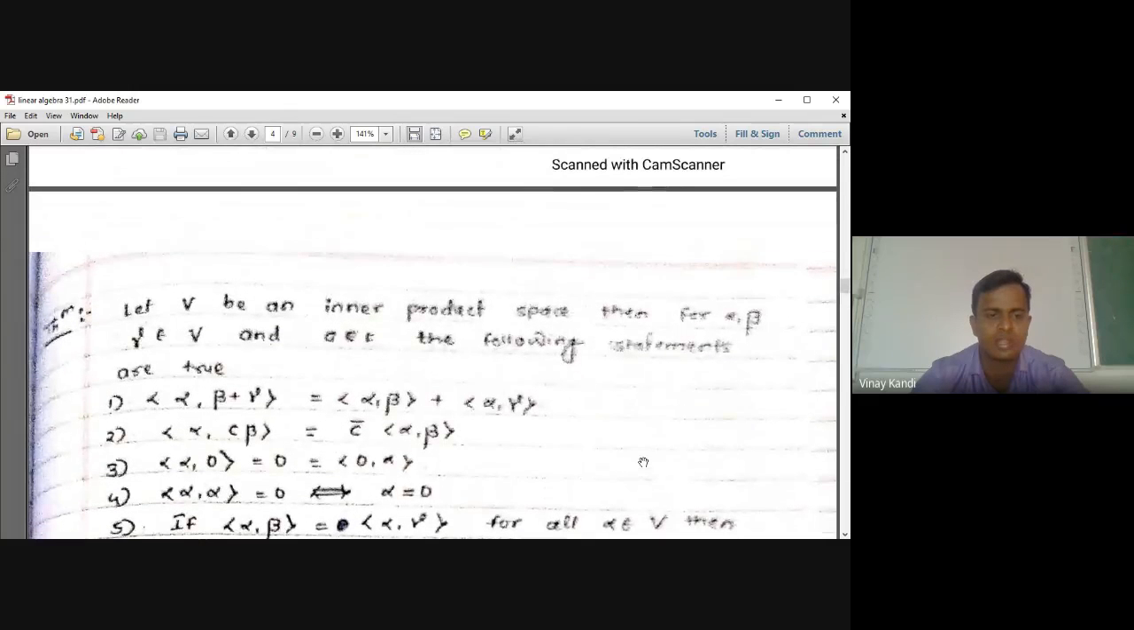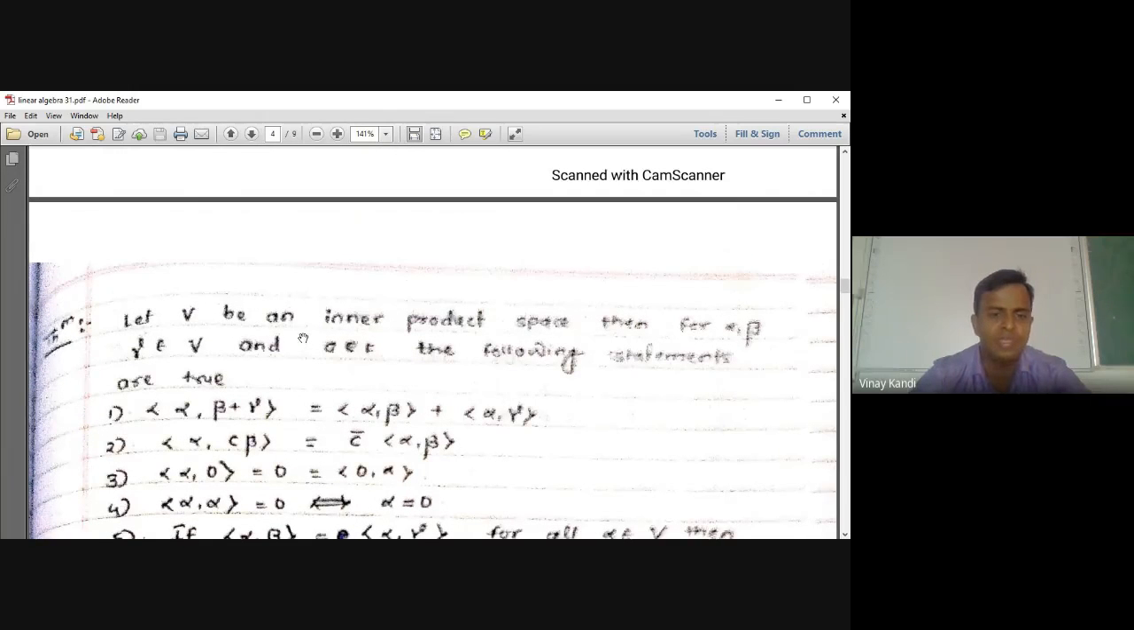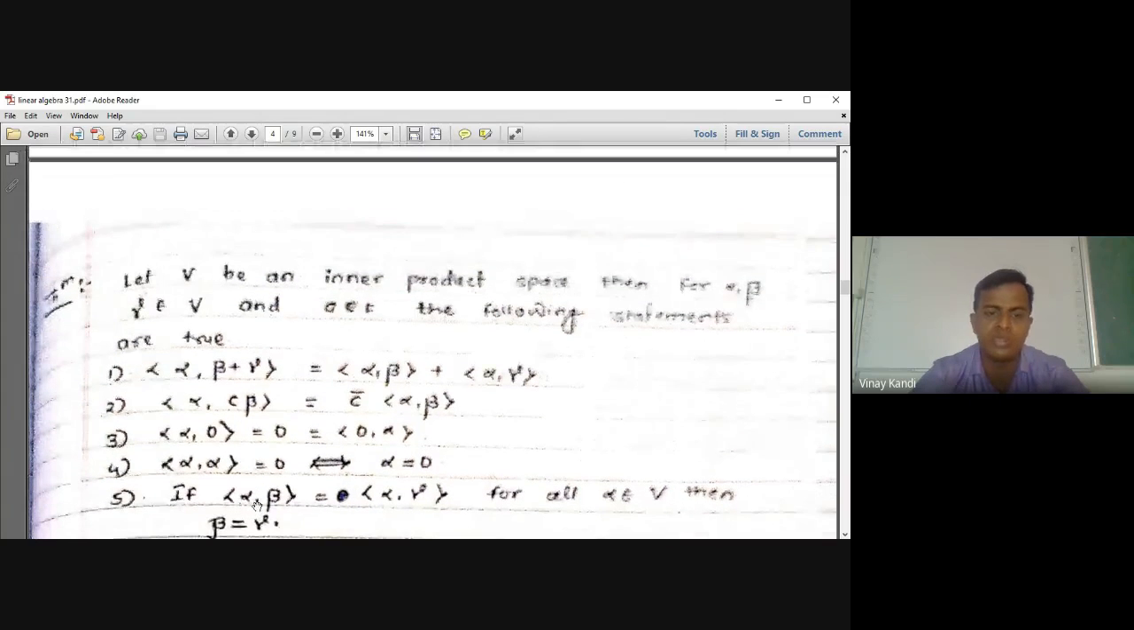Okay. Second theorem. Let V be an inner product space, then for any alpha, beta and gamma belonging to V and c belonging to F, the following statements are true. Okay, we have to prove all these five statements are true when V is the inner product space. What is the first? Inner product of alpha with beta plus gamma is equal to inner product of alpha beta plus inner product of alpha gamma. Okay. Second statement.